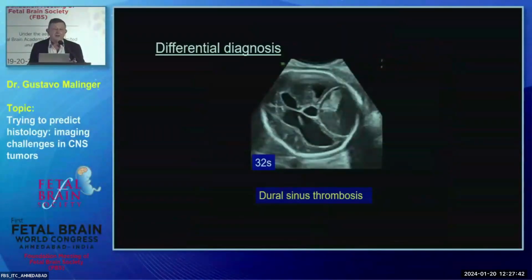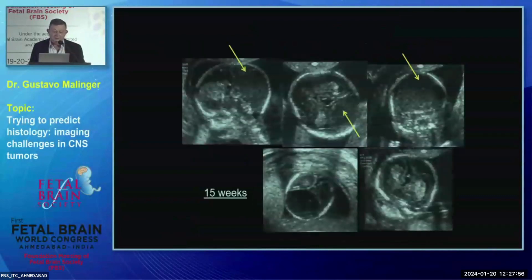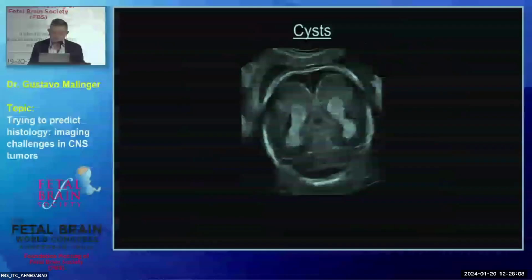The differential diagnosis, when you see a cyst, usually retrocerebral, but they can be in any place, is dural sinus thrombosis. What is characteristic of dural sinus thrombosis is that you will see the thrombus, as in this case. Sometimes they may appear very early, and you can think that it's a huge arachnoid cyst, but actually this is again a case of dural vein thrombosis.